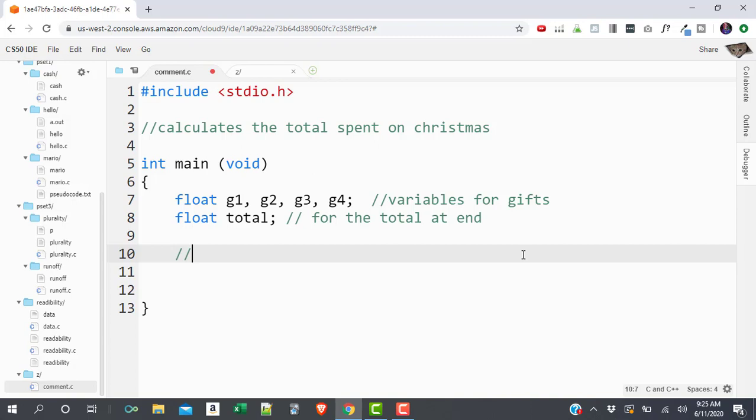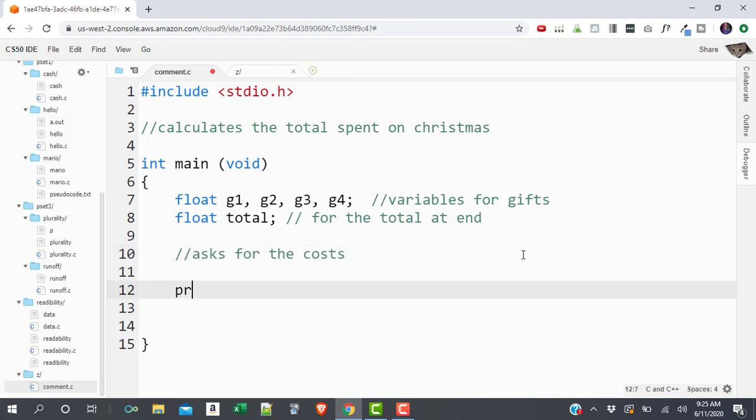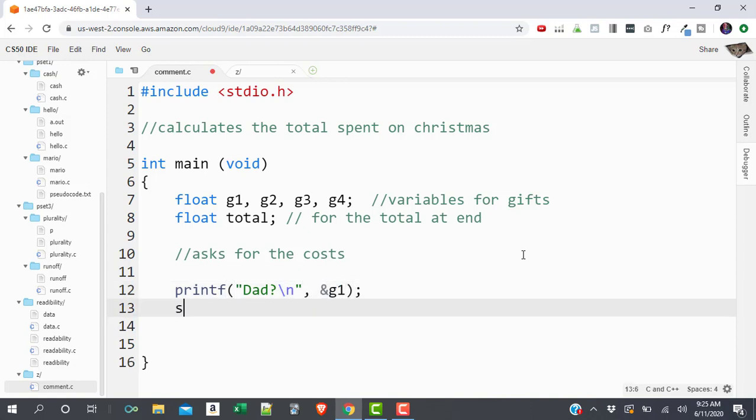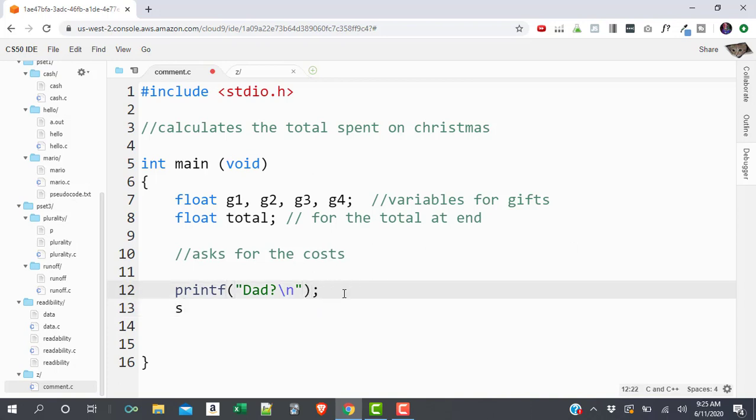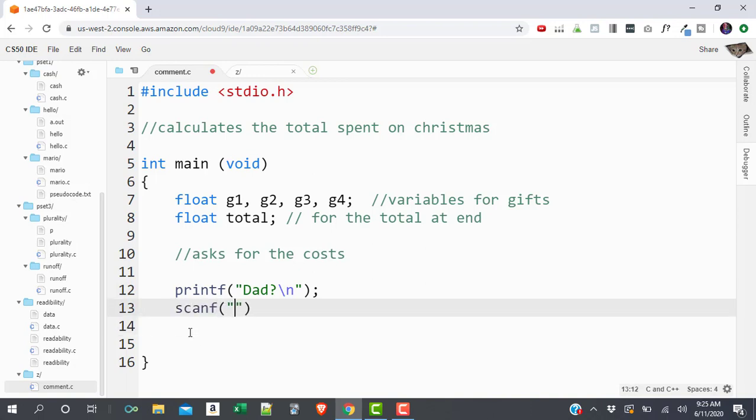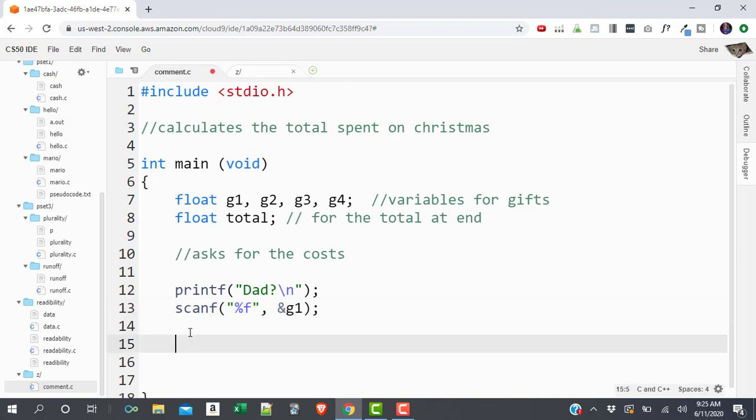And we'll continue on right now. We'll say ask for the costs. This is what our program is going to be about. We'll get a little interactive right now. We'll say dad, and we'll say G1 with printf and scanf %f, G1. I say mom.